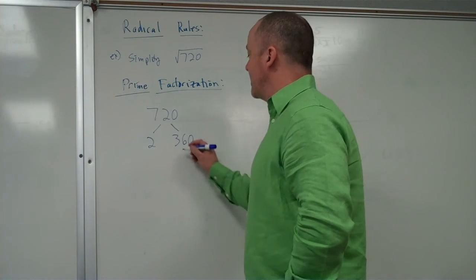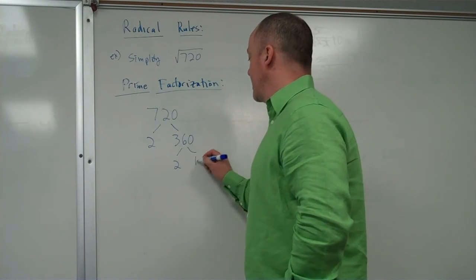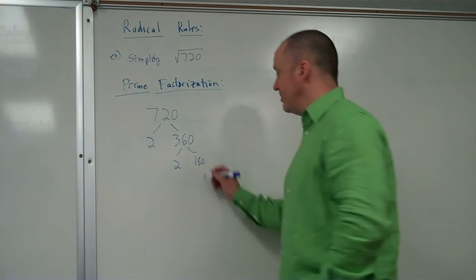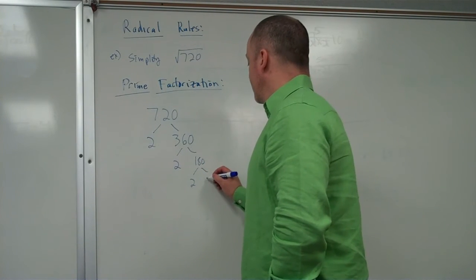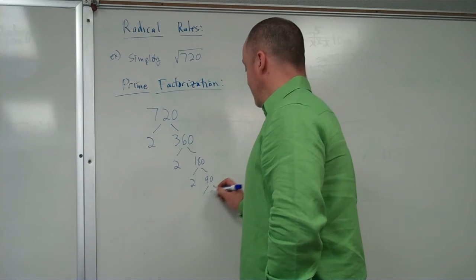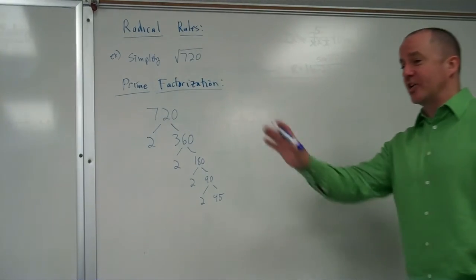So now, once again, I say 360. Is that even? Yes. 2 times 180, I'll go ahead and tell you. Is 180 even? Yes. 60, right? 90. 2 times 90. Is 90 even? Yes. 30. 2 times 45, but it's even. So if I say prime factorization, you go in order of the primes.